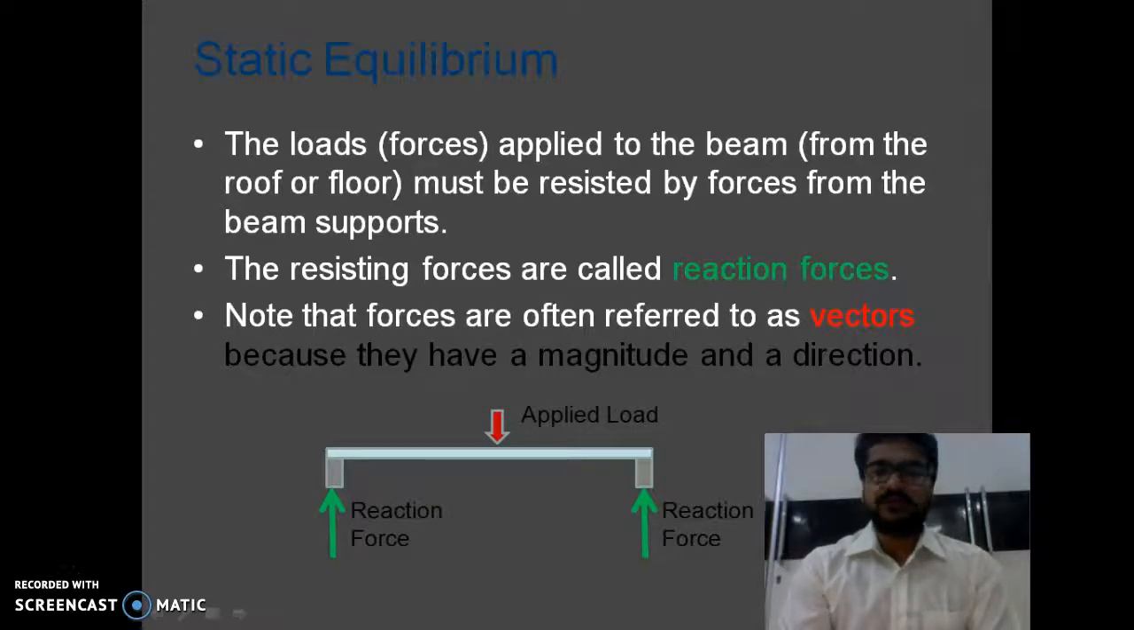The forces or loads applied to the beams from the roof or floor must be resisted by the forces from the beam supports. The resisting forces are called reaction forces. A force is often referred to as a vector because it has magnitude as well as direction. Through the diagram you can see the red arrow is nothing but the applied load on the beam, and the beam is supported on two columns which are generating a reaction force, that green arrow, in upward direction.